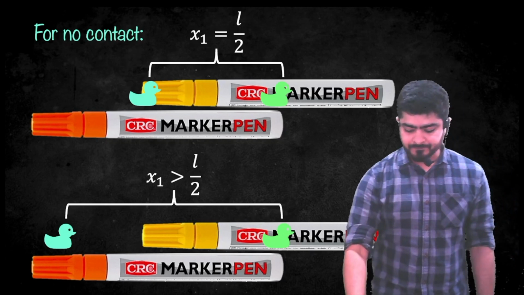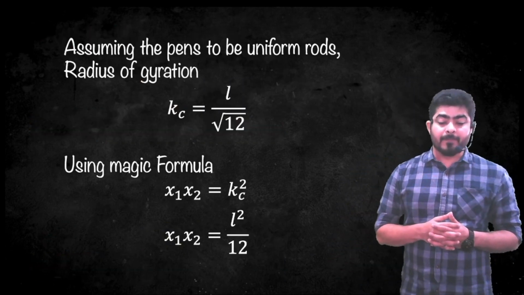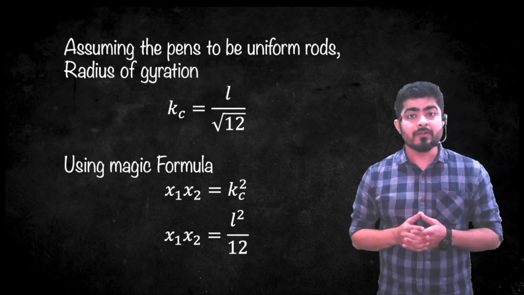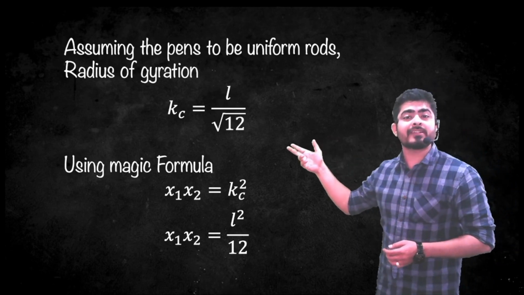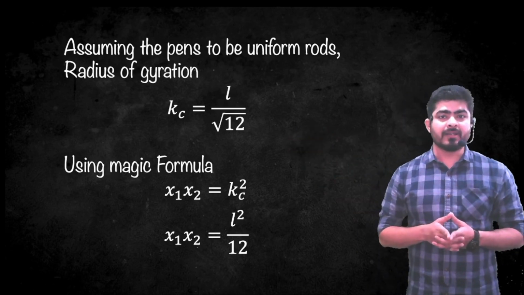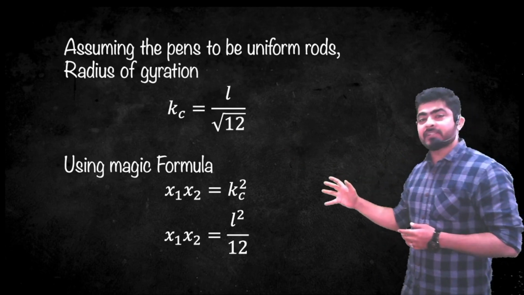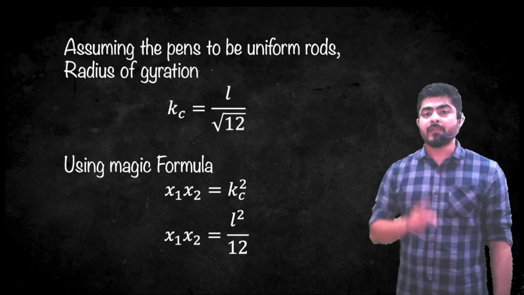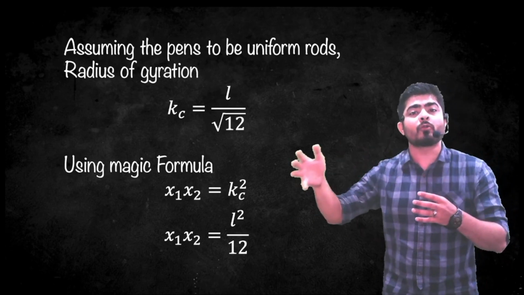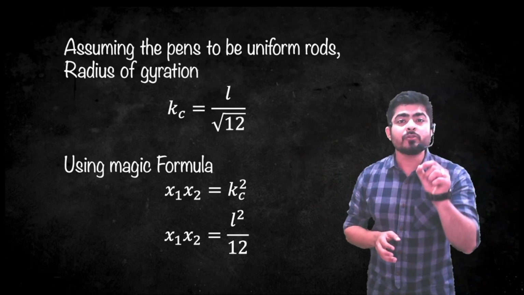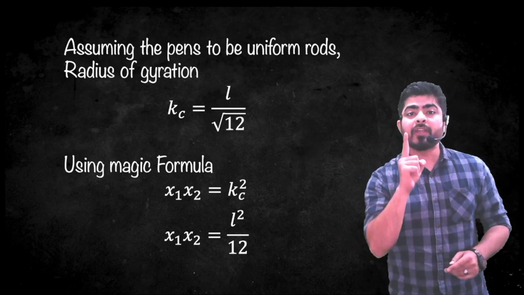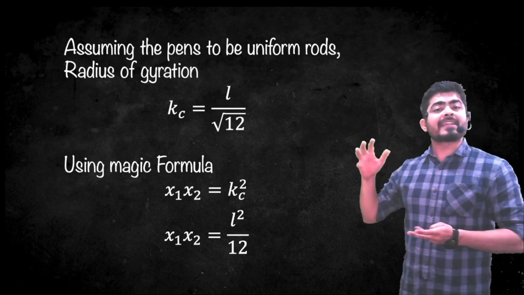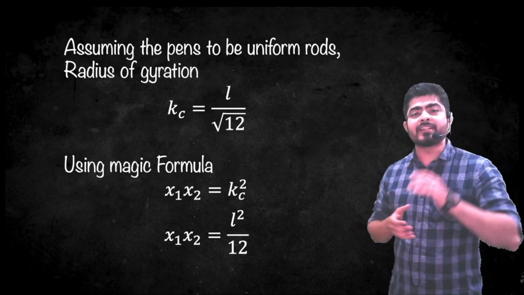Now let's come back to this formula. First of all, let's assume that the pen is a simple uniform rod. In that case, the radius of gyration about the center of mass, Kc, will be L by root 12. Then we can use this formula: x1 x2 = Kc square, or x1 x2 = L square by 12, where x1 is the distance of the axis of rotation from the center and x2 is the distance of the point where you will be hitting the rod from the center. So x1 will give me the axis of rotation and x2 will be the sweet spot.